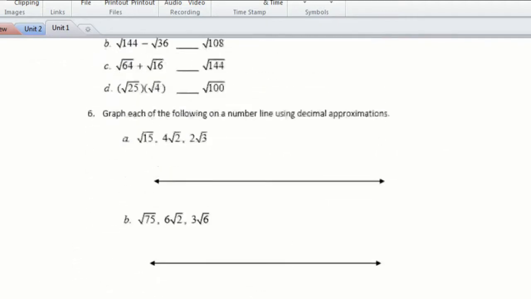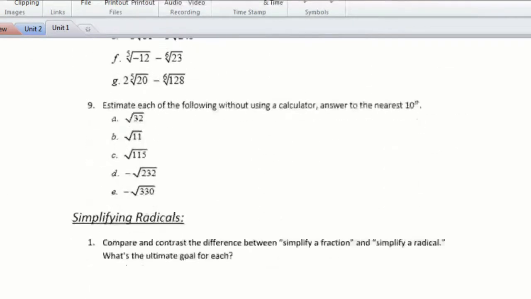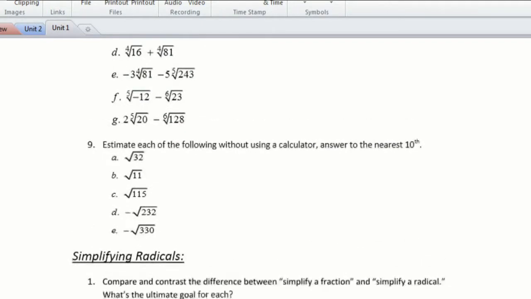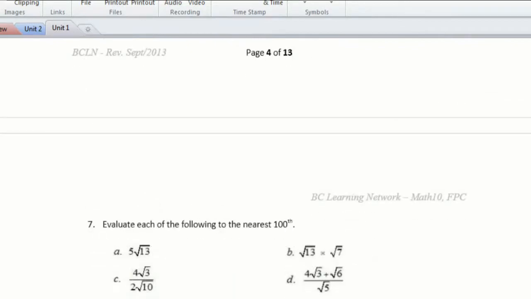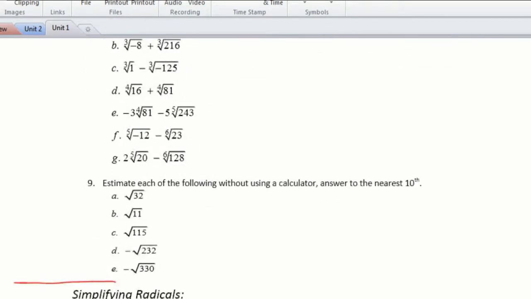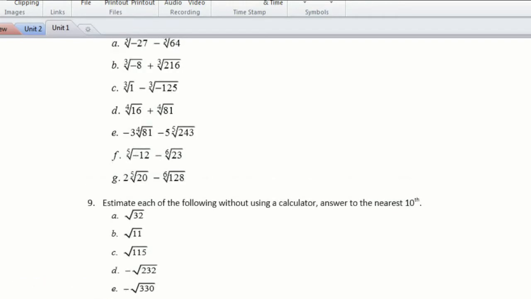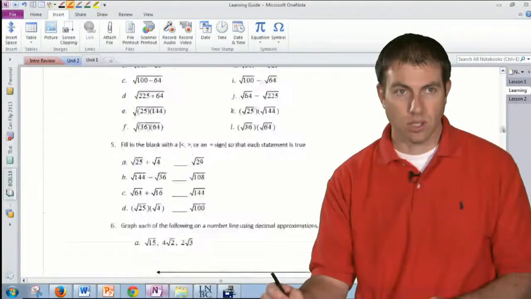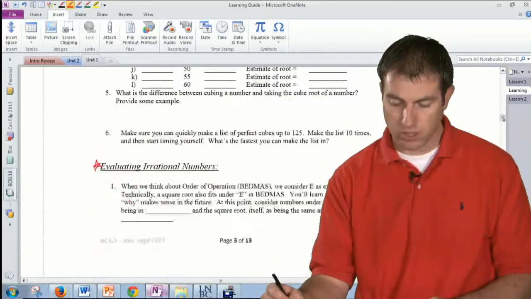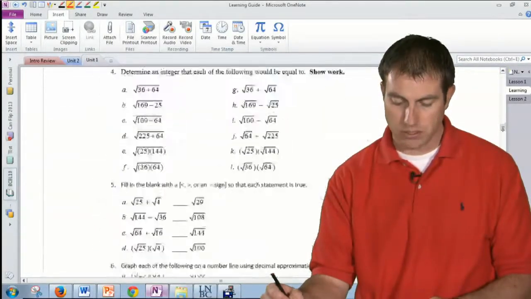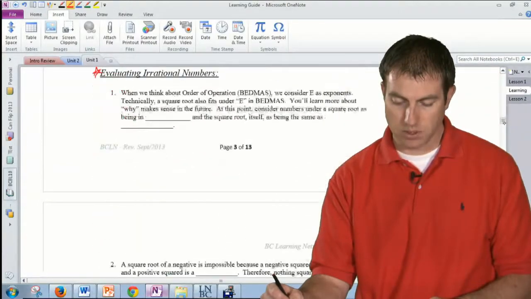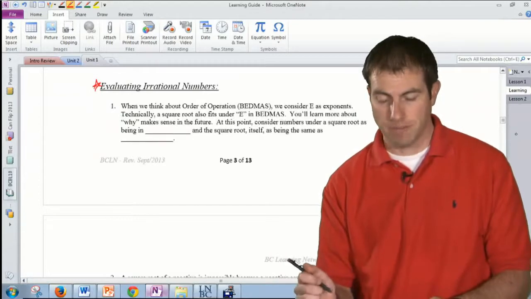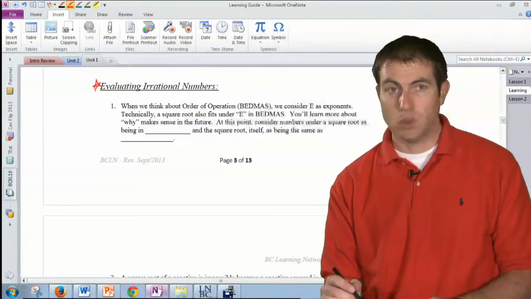And that takes you to the simplifying radicals. So we should be on pages 3 and 4, and then a couple questions on page 5. So again, for homework tonight, evaluating irrationals, and then above that was estimating radicals. Kind of the stuff we were doing. So that's where I want to leave you.